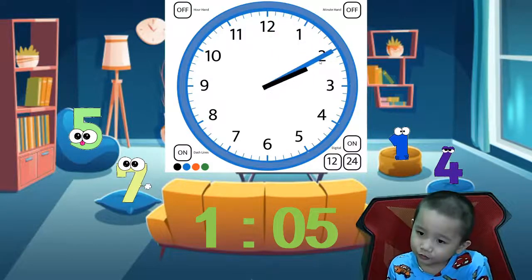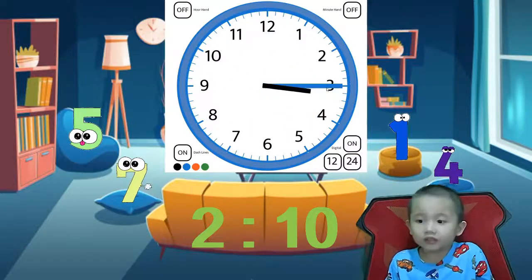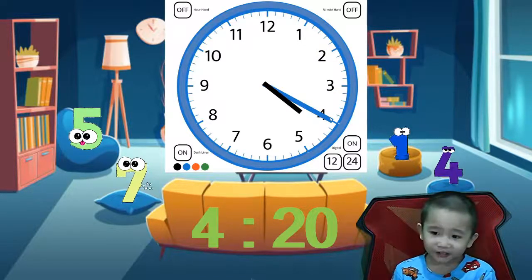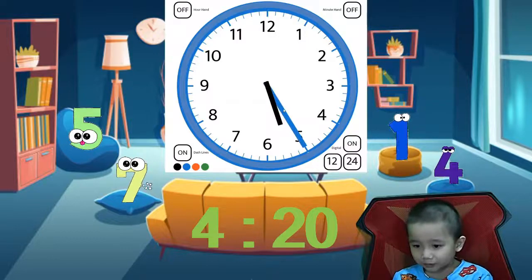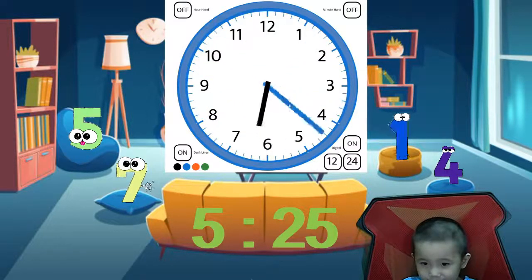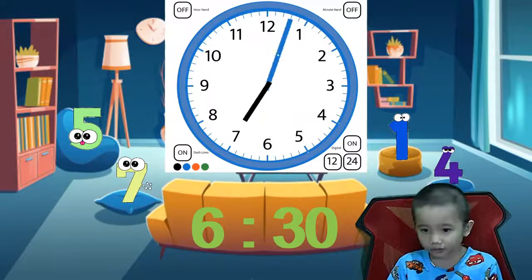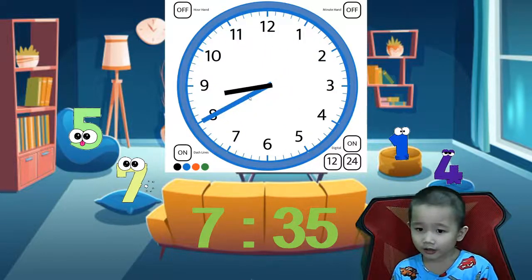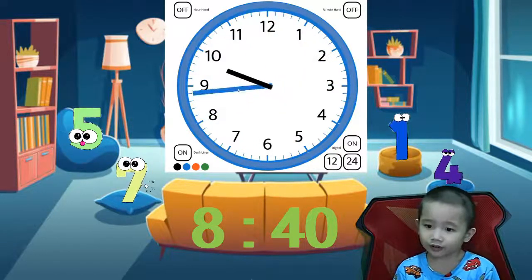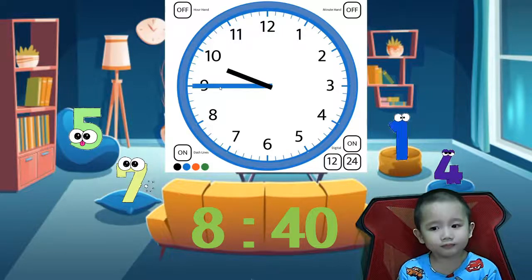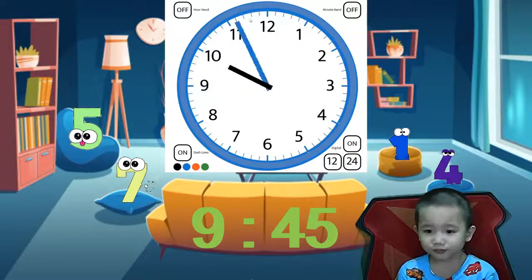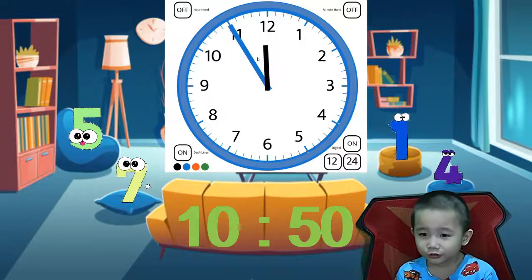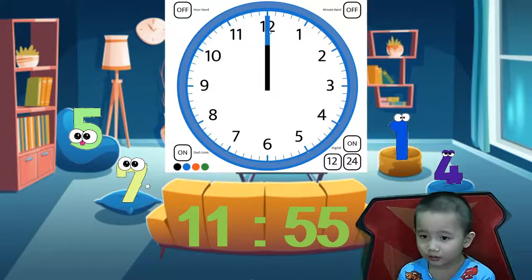What time is it? 3:05. How about this one? 3:10. And what time is it? 3:15. How about this one? 4:20. This one? 5:25. What time is it? 6:30. This one? 7:35. 8:40. What time is it? 9:45. Okay, and this one? 10:50. How about this? 11:55.